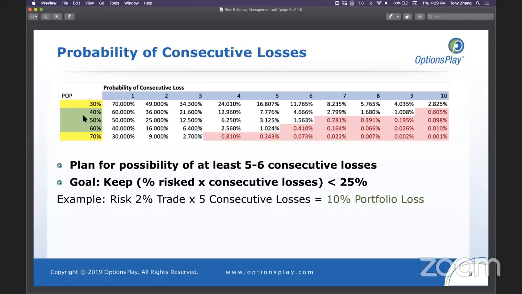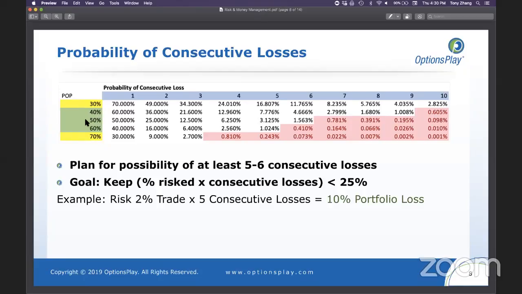What I have here on the left-hand side is the probability of profit. So for those of you that trade debit spreads, long calls and puts, you'll be more on this lower end, 30 to 40%. For those of you that trade things like short calls, short puts, credit spreads, iron condors, you might be on the higher end of the spectrum. And what this tells you is the probability of having a consecutive number of losses based on the type of trades that you do. I think most people will find that their win rate is somewhere between 40 to 60%. I think 30 to 70 is kind of on the extreme side.